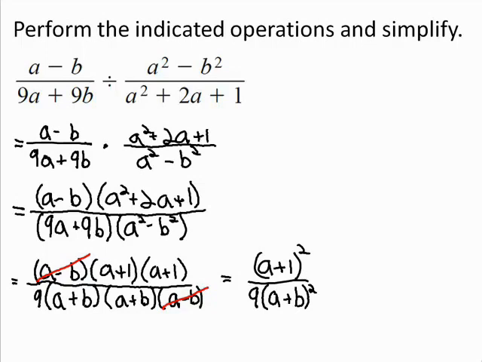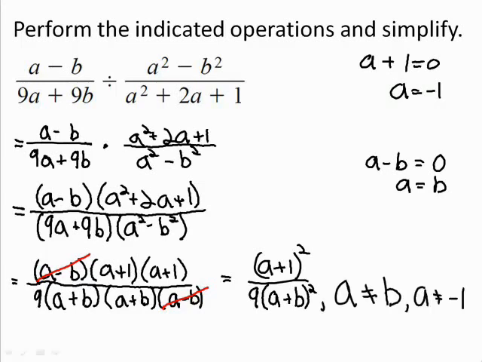Set both of these factors equal to 0 and solve for a. a plus 1 equals 0. Subtract 1 from each side. a equals negative 1. a minus b equals 0. Add b to each side. a equals b. The simplified expression is the quantity a plus 1 squared divided by 9 times the quantity a plus b squared, where a is not equal to b and a is not equal to negative 1.